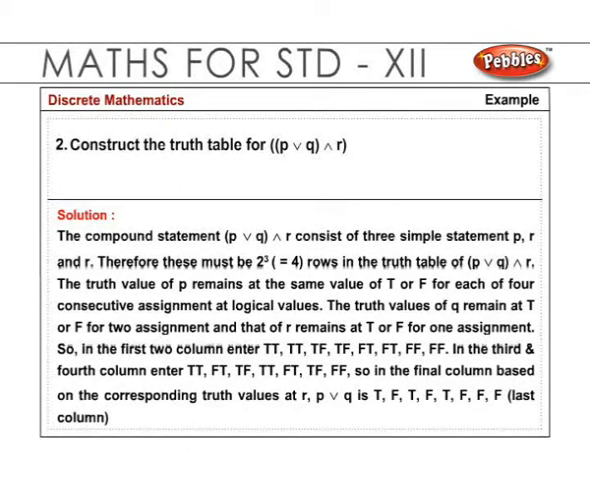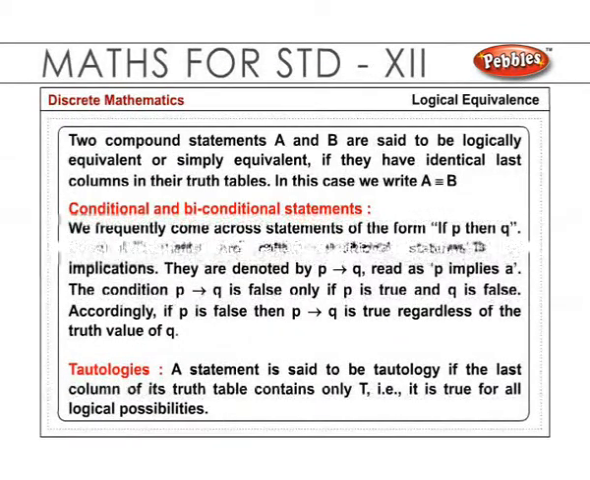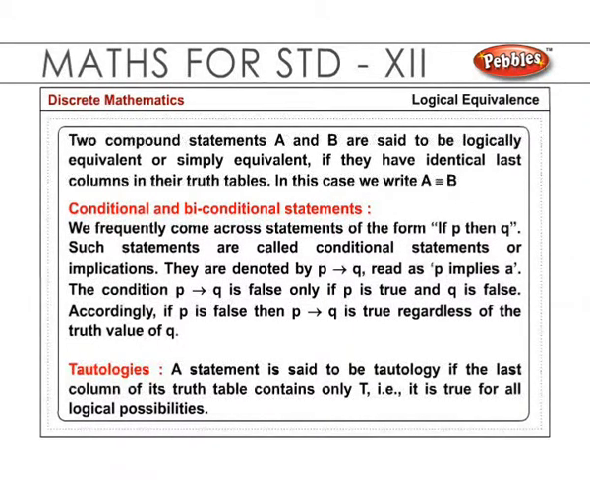Last column. Logical equivalence. Two compound statements A and B are simply logically equivalent or simply equivalent if they have identical last columns in their truth tables. In this case, we write A is equal to B.